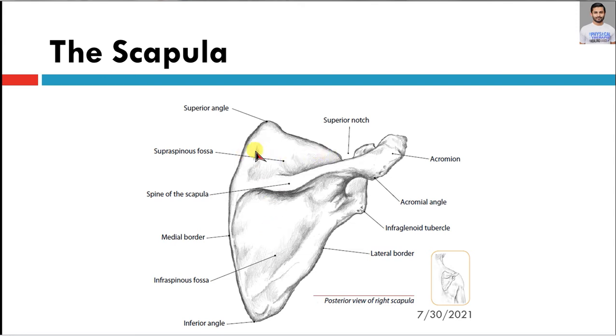So again, these areas are very important because this is the area where the supraspinatus muscle is found, and this is the area where the infraspinatus, teres minor, teres major, latissimus dorsi, there are a lot of muscles that are crossing in this area, and this medial border again is really very important. You can find rhomboids major and minor, the middle trapezius, the lower trapezius, and a lot of muscles that we will discuss.